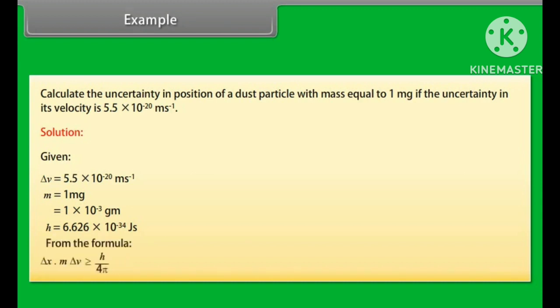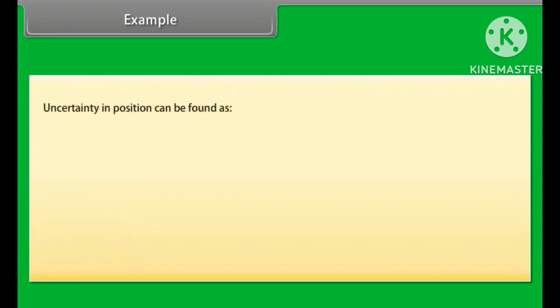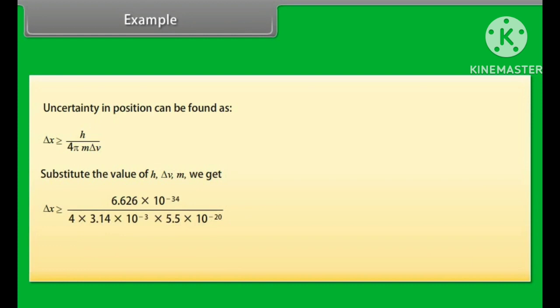From the formula, delta x into m delta v is greater than or equal to h upon 4 pi. Uncertainty in position can be found as delta x greater than or equal to h upon 4 pi m delta v. Substituting the values of h, delta v and m, we get delta x greater than or equal to 6.626 into 10 raised to the power minus 34 divided by 4 into 3.14 into 10 raised to the power minus 3 into 5.5 into 10 raised to the power minus 20. Delta x is greater than or equal to 9.59 into 10 raised to the power minus 13 meter.